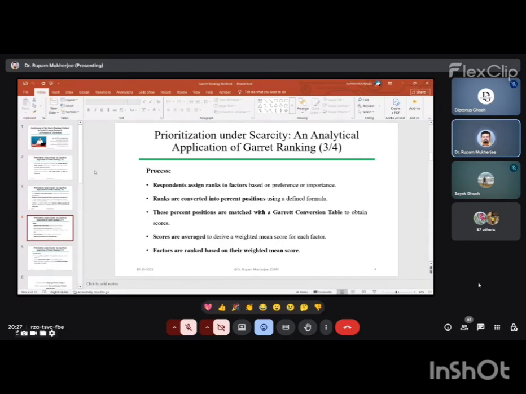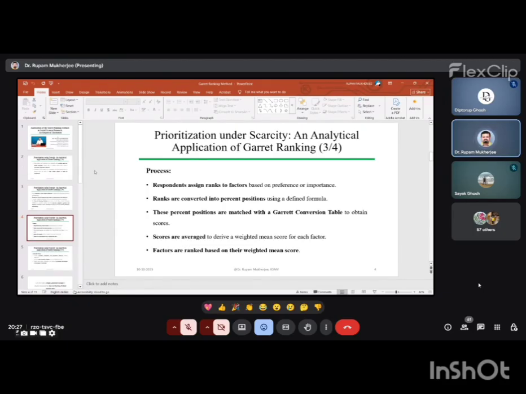I am not going into detail of this, but basically these factors I have found out from my pilot survey and from the literature review. Respondents are asked to rank these factors according to their preference or their experience. Then the second stage: after getting these ranks, we present them in a summary sheet. I will show you how to present it.